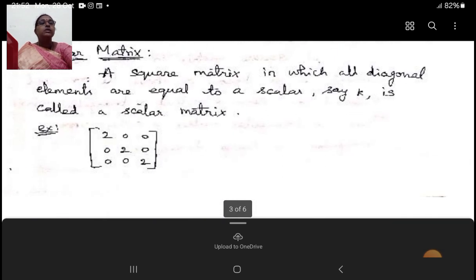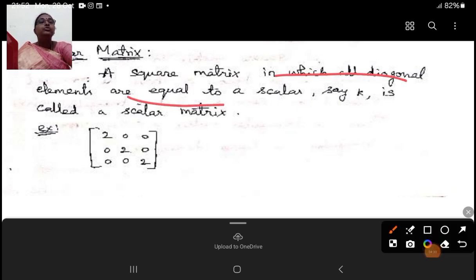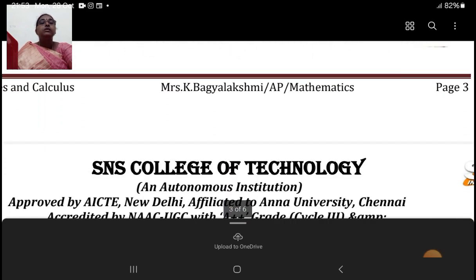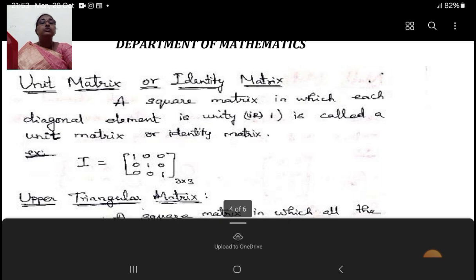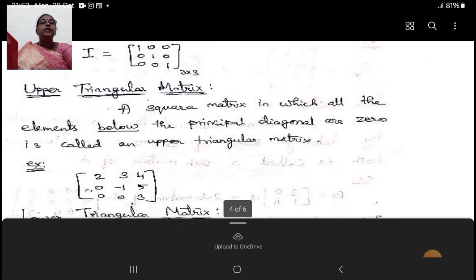Next one is the scalar matrix. A scalar matrix is one in which all the diagonal elements are equal to a scalar, any one scalar. Here the number 2 is given, so a number other than 1 is called a scalar. Next, the unit matrix, also called the identity matrix. It is like a diagonal matrix, but the diagonal has only the number 1. So it is called a unit matrix or identity matrix.